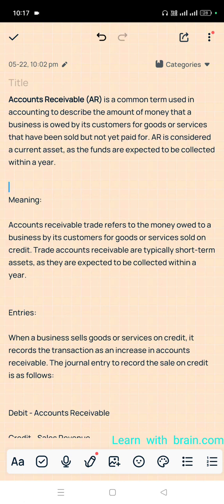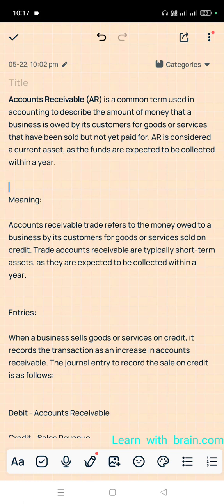Now we go for theory. Accounts receivable is a common term used in accounting to describe the amount of money that a business is owed by its customers for goods or services that have been sold but not yet paid for.